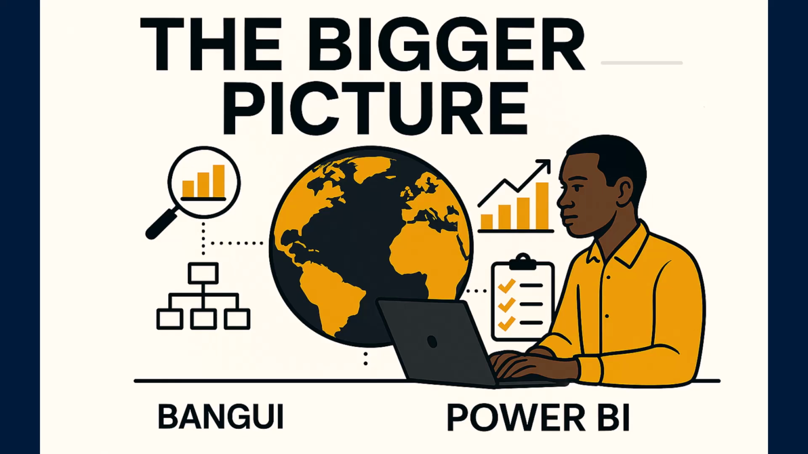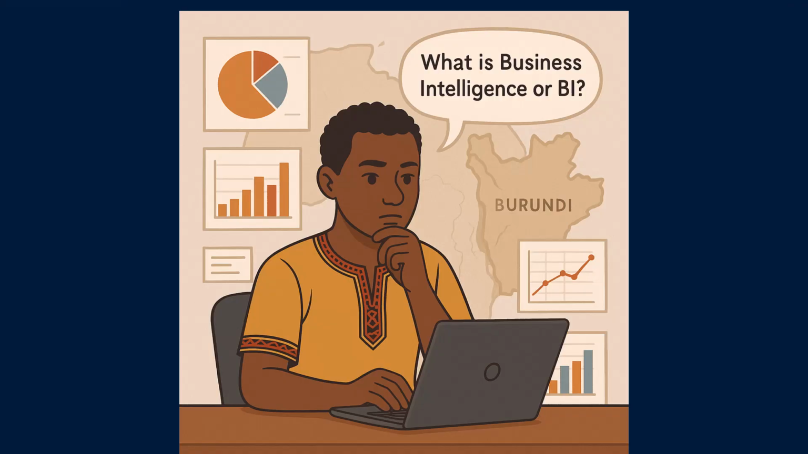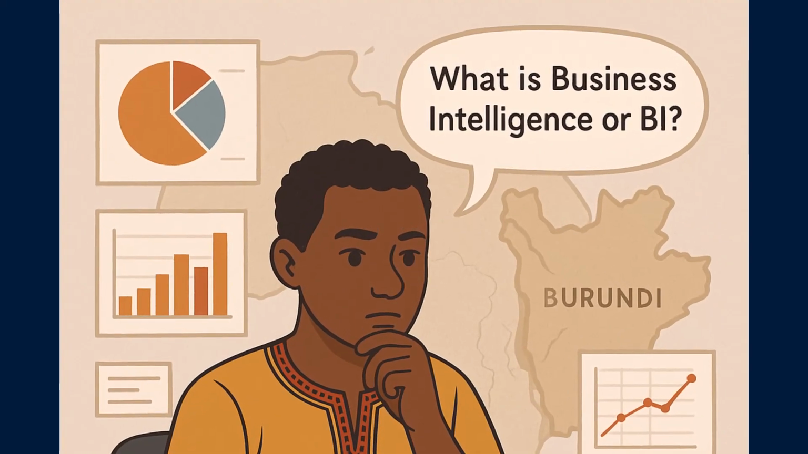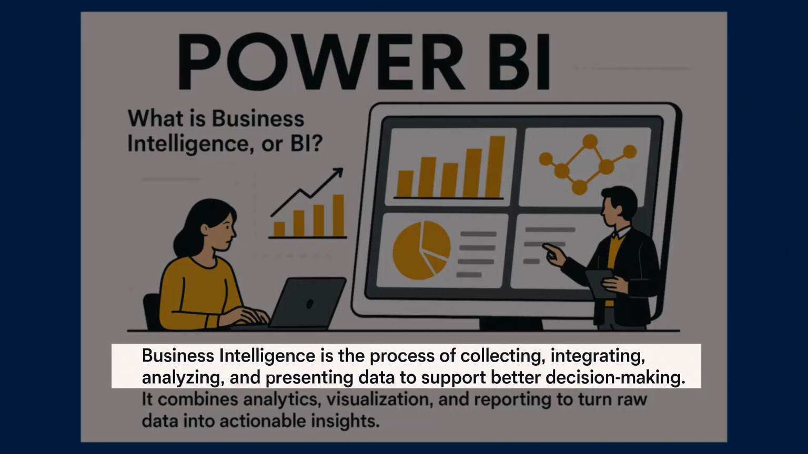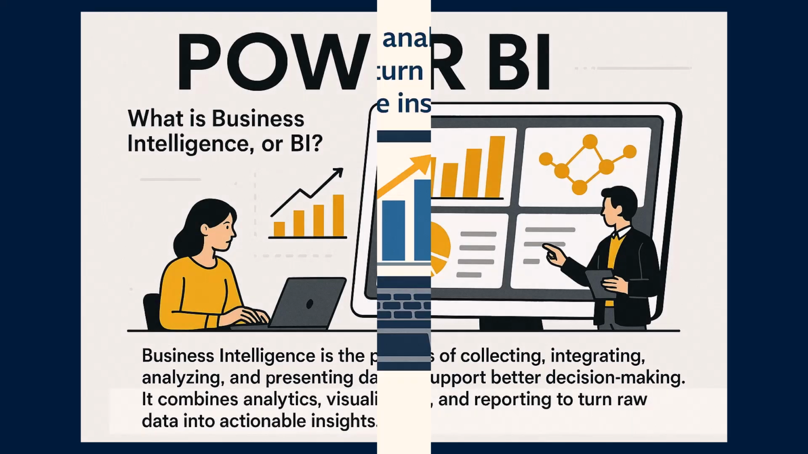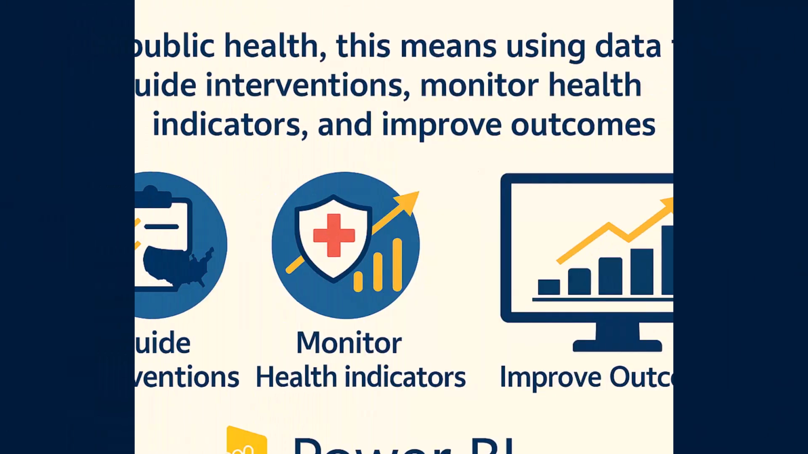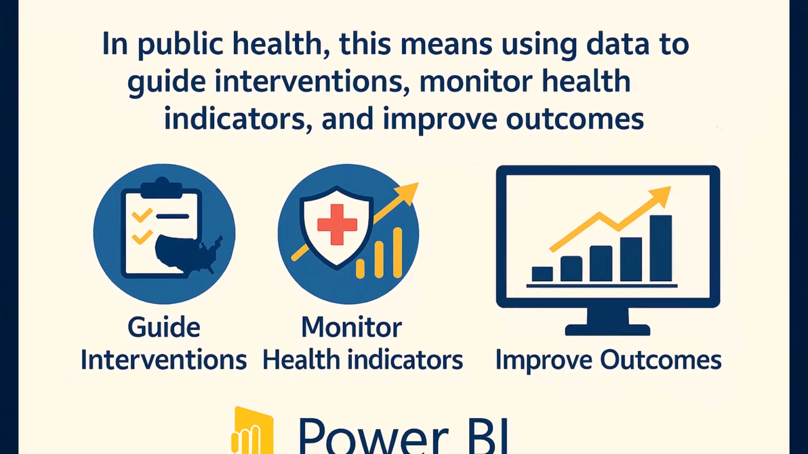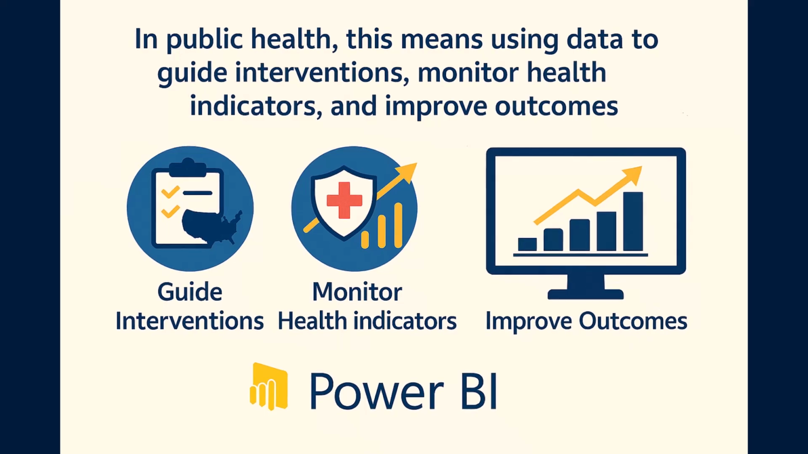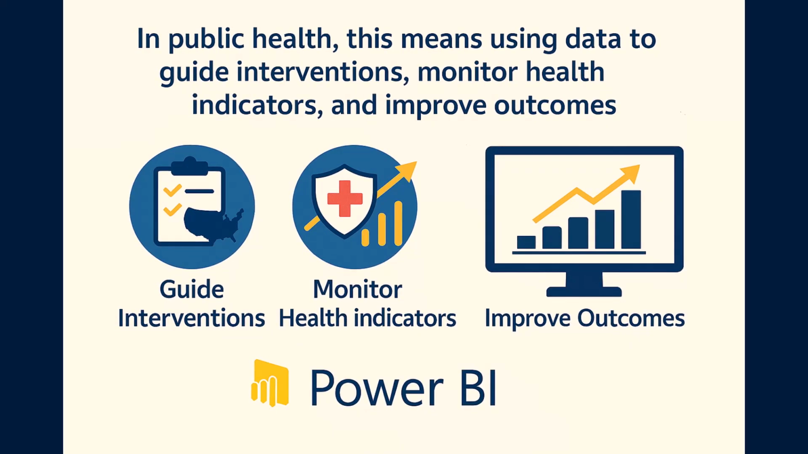Now let's take a moment to understand the bigger picture. What is business intelligence or BI? Business intelligence is the process of collecting, integrating, analyzing, and presenting data to support better decision making. It combines analytics, visualization, and reporting to turn raw data into actionable insights. In public health, this means using data to guide interventions, monitor health indicators, and improve outcomes.